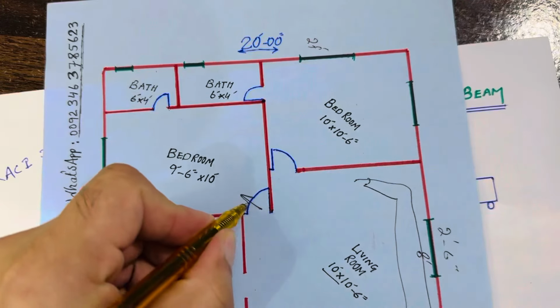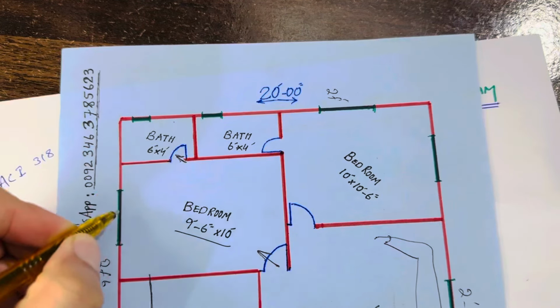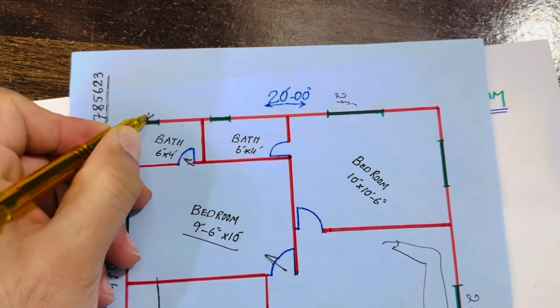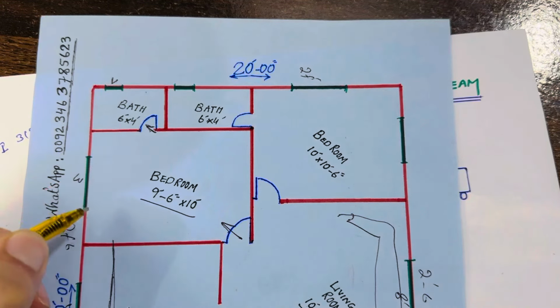Next, this is the first bedroom. Size of the bedroom is 9 feet 6 inches by 10 feet. This is the attached bath. Size is 6 feet by 4 feet, and this is its ventilation or window to the back side, and this is the window for this bedroom.